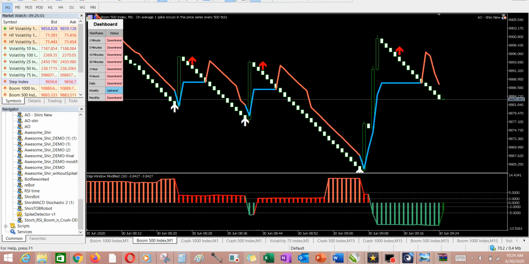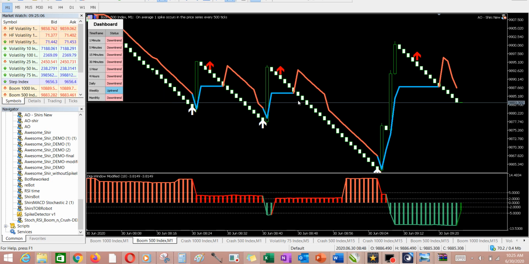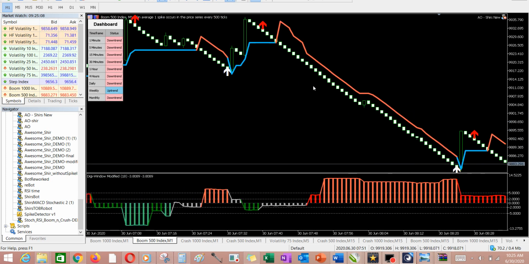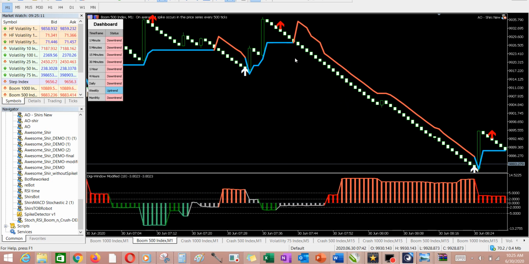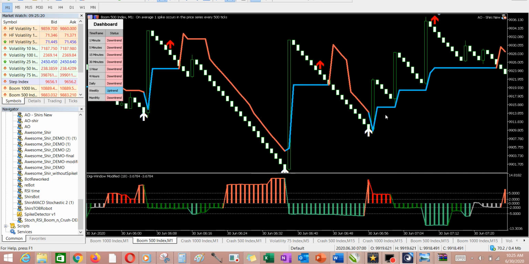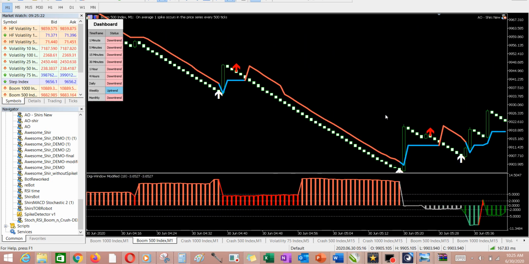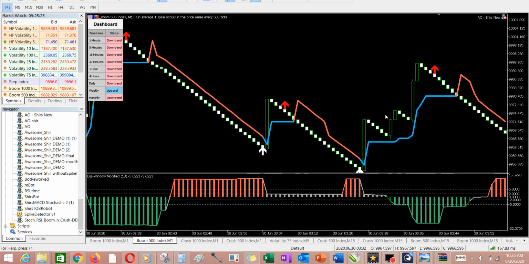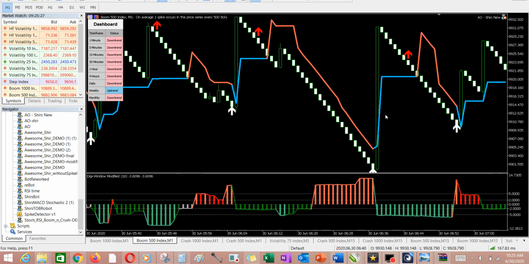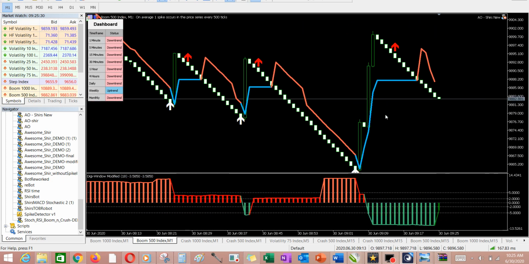Okay, let's check Boom 500. You can see Boom 500, you hardly see it going for long. This is long, but not long enough. You get this opportunity in rare cases, once in a blue moon. You hardly see such opportunities. You get such an opportunity once in a while, or you get more of that in the 1000 indices. So that is that about that.